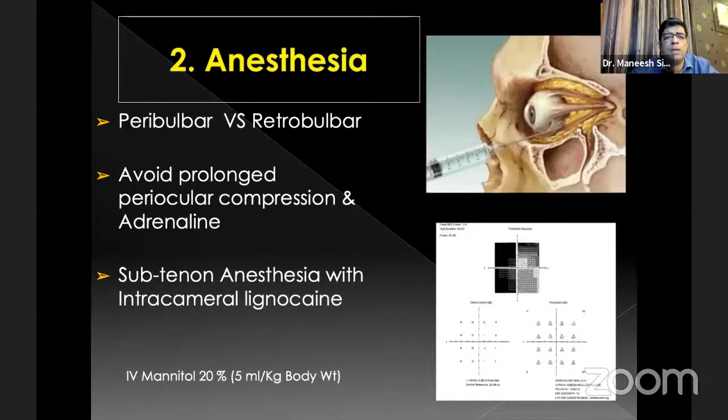Coming to anesthesia, topical anesthesia is best if you are comfortable. Personally, I like a bit of akinesia, so for me peribulbar is a better option. Avoid retrobulbar injection because you're going very close to the optic nerve, and these are already compromised nerves, so a retrobulbar injection can further compromise your optic nerve.